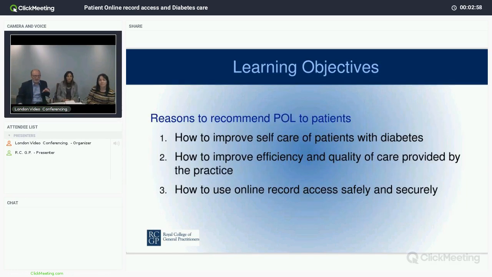So today, our purpose is to look at reasons why you might choose to recommend Patient Online. I've used POL, P-O-L, as an abbreviation for Patient Online throughout the slides so that they're easier to read. So how can POL, Patient Online, improve self-care for patients with diabetes? It's very important that patients manage their own diabetes. They need to know what their goals are. They need to know whether they're achieving them, and they need to know what to do to reach them if they're not on target currently.